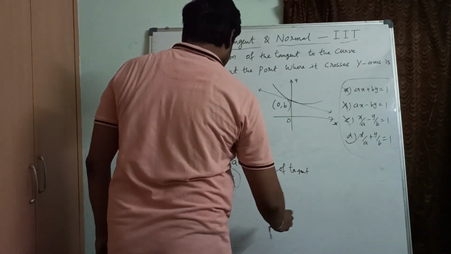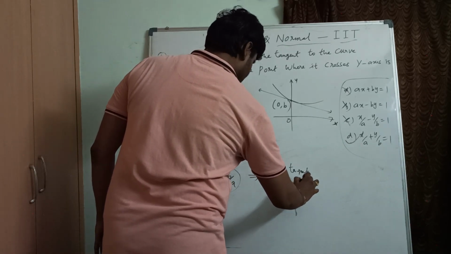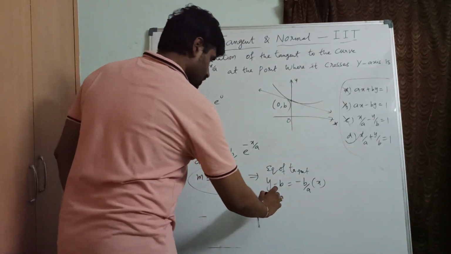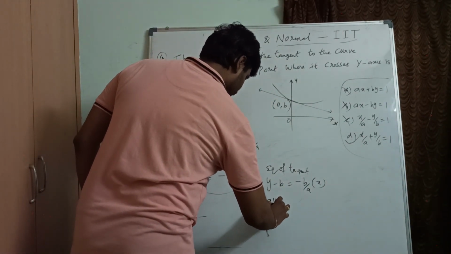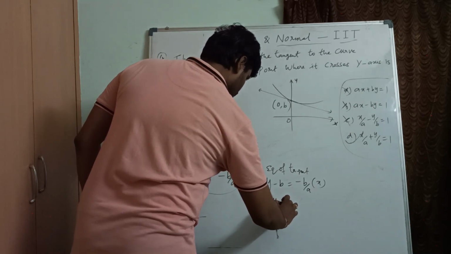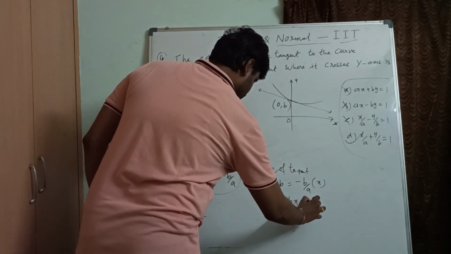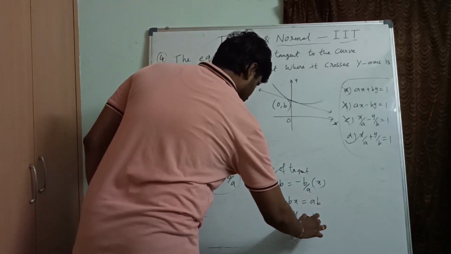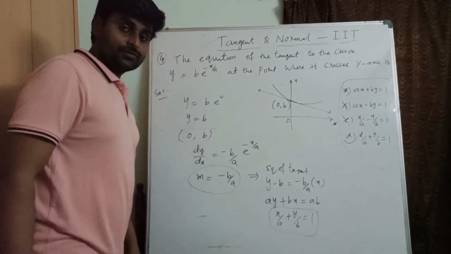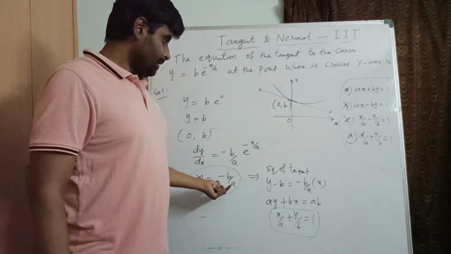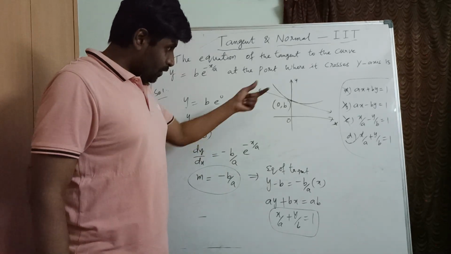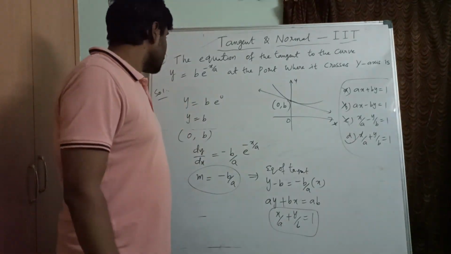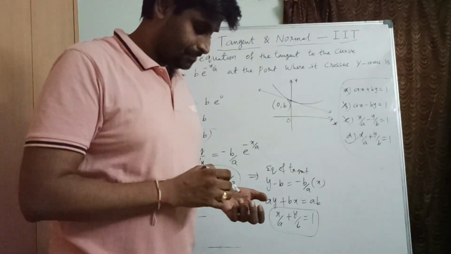Now y minus b equals m into x minus x1, and x1 is 0 here. So now what will you get? ay plus bx equals ab. So if we simplify this, we'll get x by a plus y by b equals 1. So this is the way of solving subjectively, right? But objectively, directly we'll substitute this point in the options, and whichever is satisfied will be the correct answer. Clear? So hope you have understood. Make a note of it.